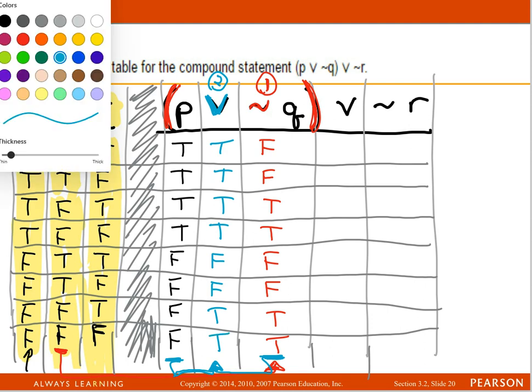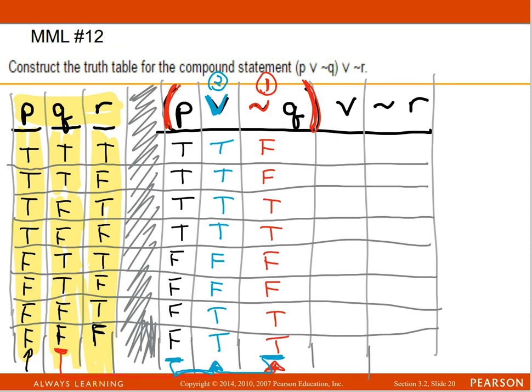Okay, and then I'm going to come over here, and I have this negation on the R, so I have to do that next. This will be step 3. And to get this column, I have to go over and look at column R, which just alternates true, false all the way down. So switch that. Make it false, true all the way down.